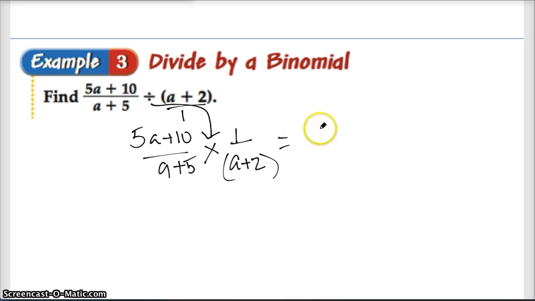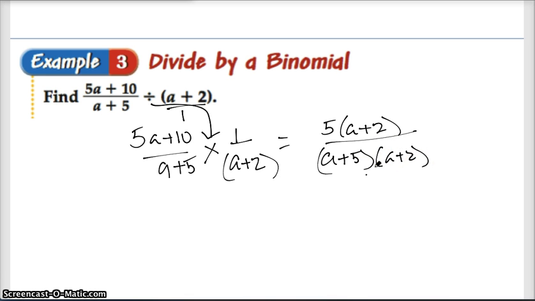Put everything together and factor out if you can. A plus 2 times 5 is the same as 5a plus 10. The 1 is negligible, so I'm not going to write that down. Then I have a plus 5 here in the denominator and a plus 2 here. The a plus 2's cancel away, and I have 5 over a plus 5.